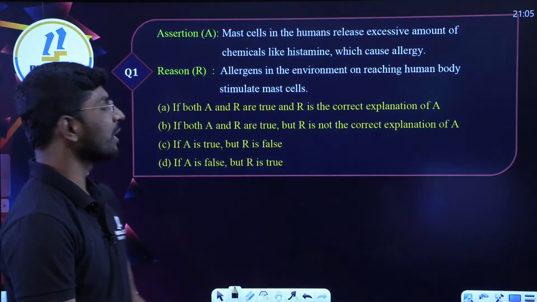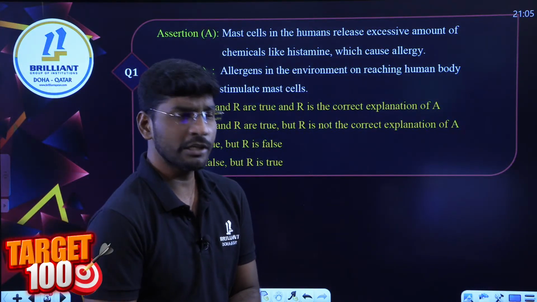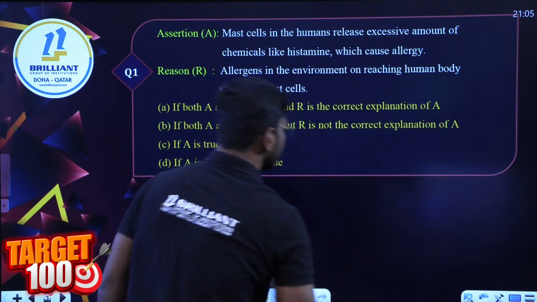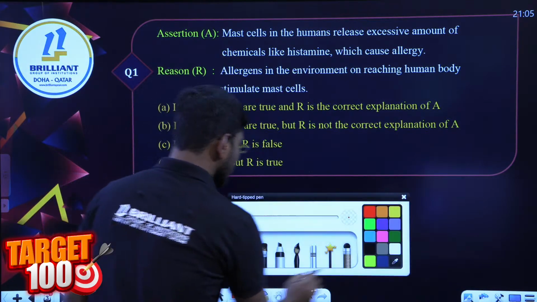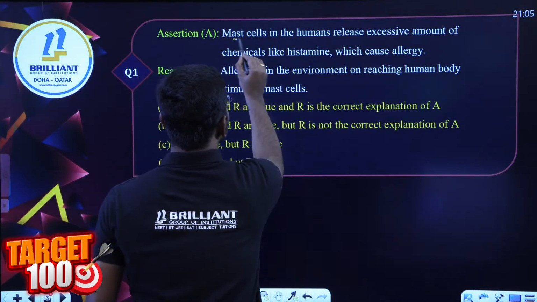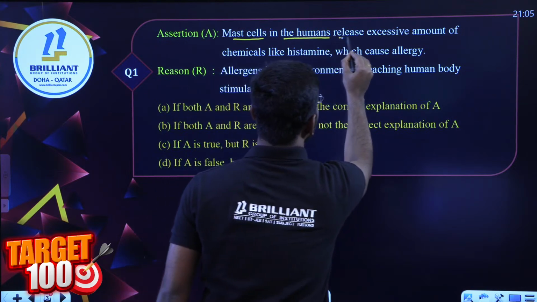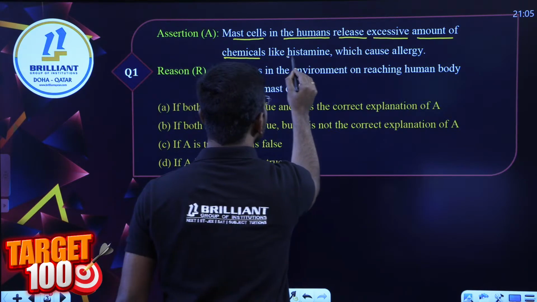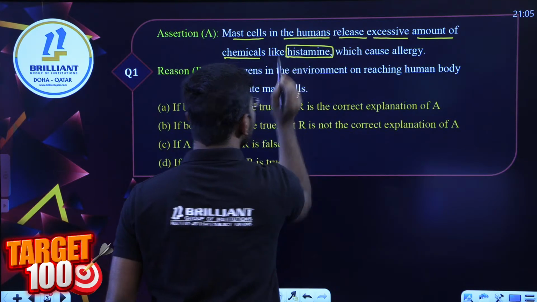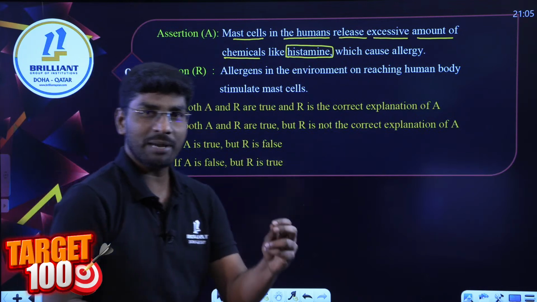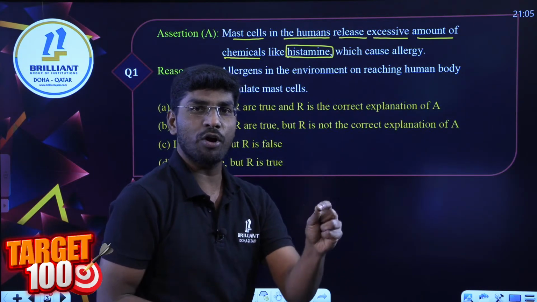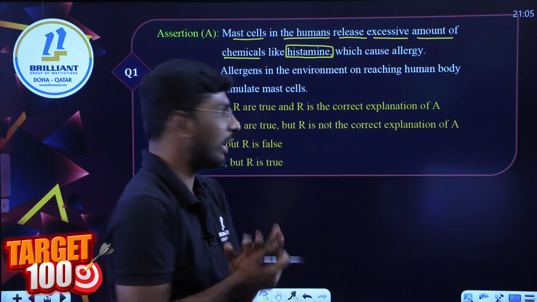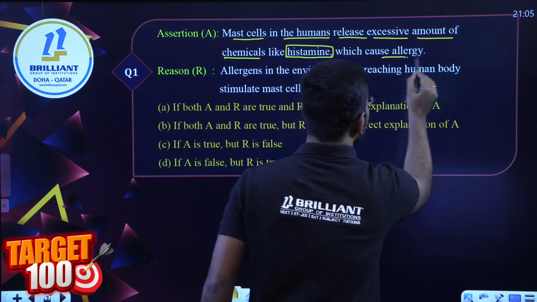Look at the first question, assertion and reason. Mast cells in the human body release excessive amounts of chemicals like histamine. Histamine is an inflammatory substance, it can cause inflammation. This histamine is secreted from the mast cells, right? Now, histamine causes allergy.